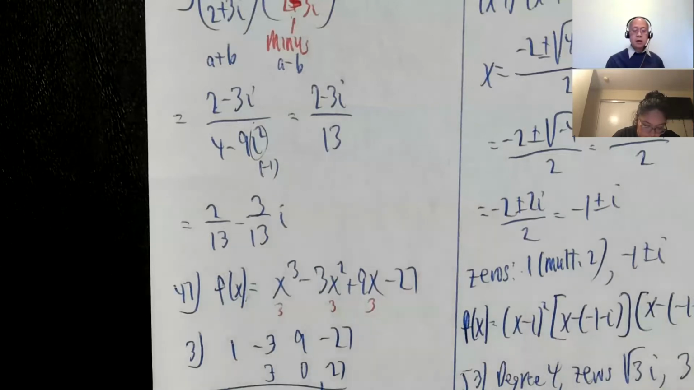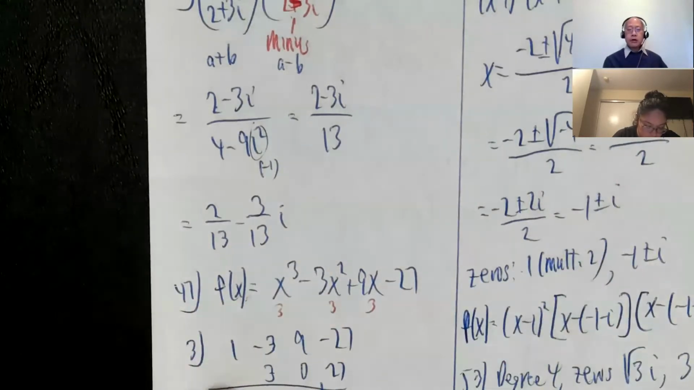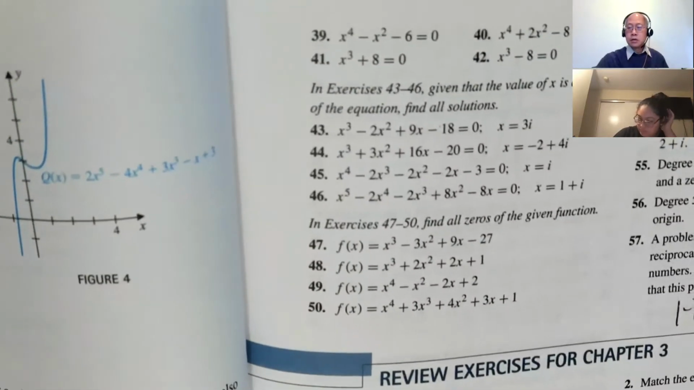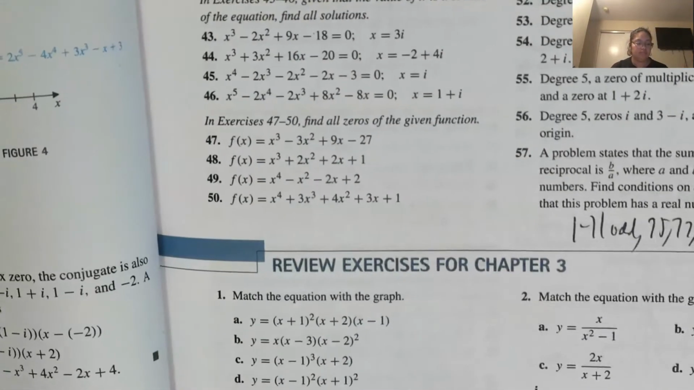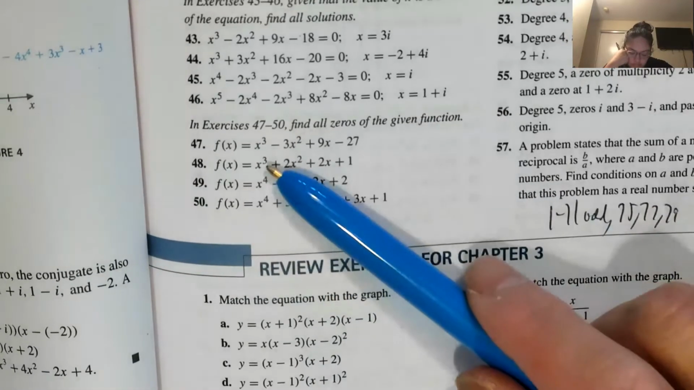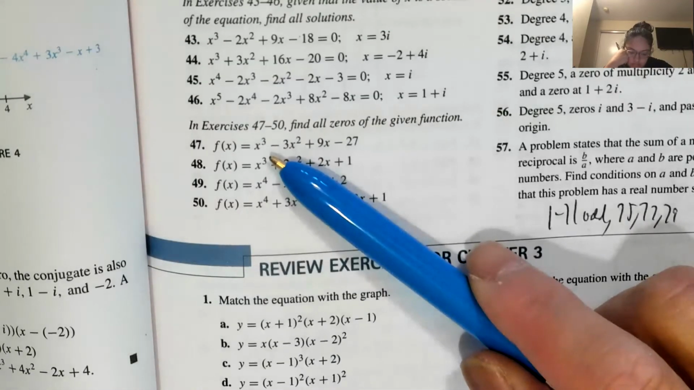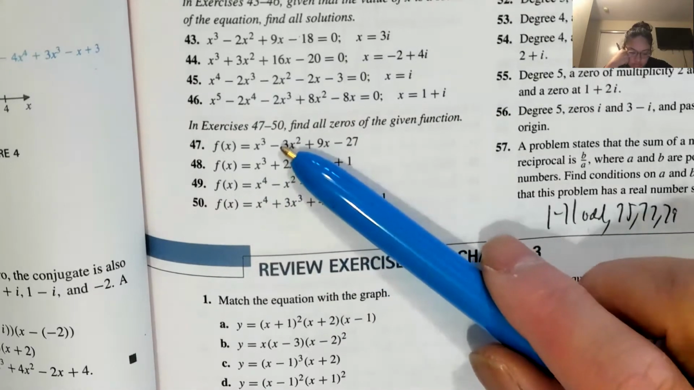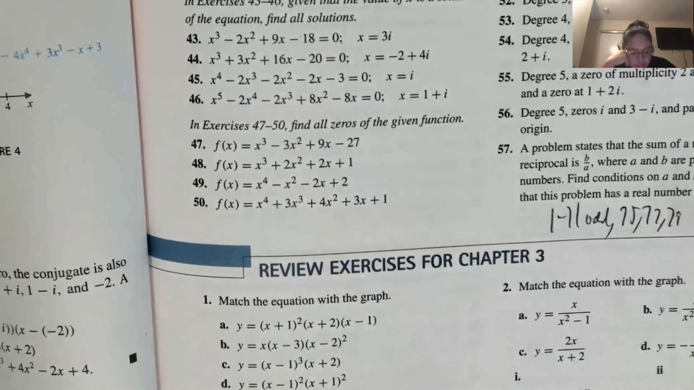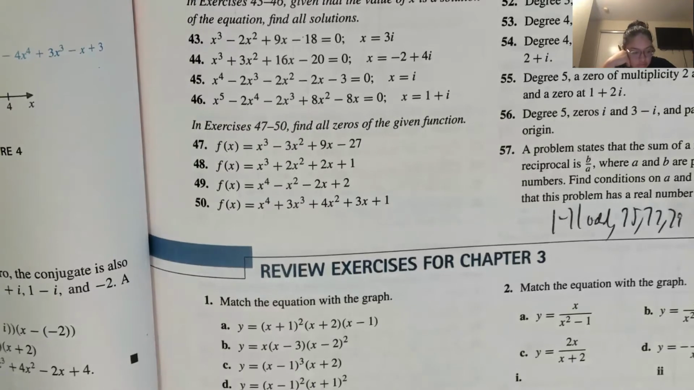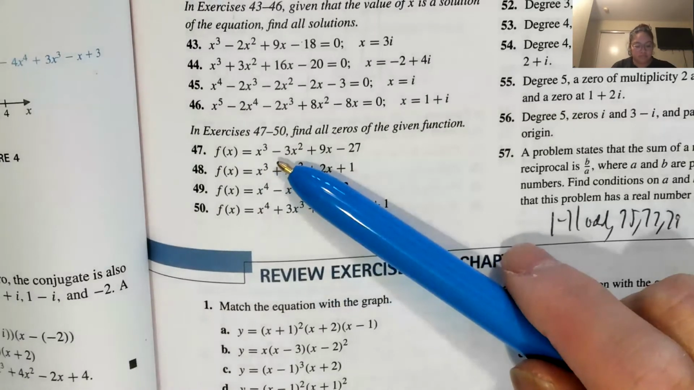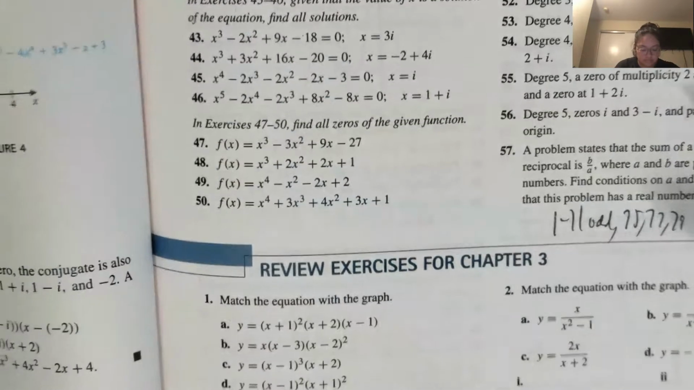Okay, moving right along. 47, I want to try to do as much as I can in preparation for the test, of course. That's coming up. 47, find all zeros of the given function. Okay, it's third degree, which tells me there's going to be 3 zeros, and there's going to be 3 factors. Okay, so the hard part is just come up with one solution. Once I have one solution, I can divide out to get a second degree equation. Once I have a second degree equation, I can always rely on the quadratic formula as necessary.